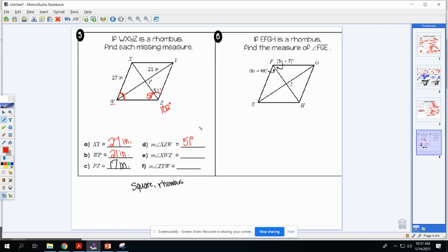Consecutive angles are supplementary. So if we know that the angle Z is 102, I can clearly see that angle W and angle Z are consecutive angles because they're right next to each other. So that tells me angle W and angle Z are going to add to 180. To find angle W, we have 102 degrees so far, so this is going to be 180 minus 102, and that's going to give us 78 degrees.